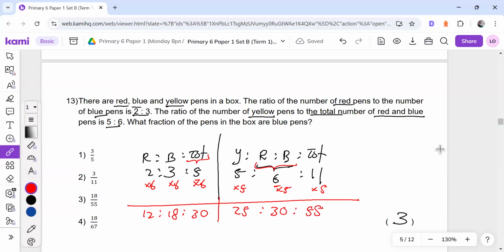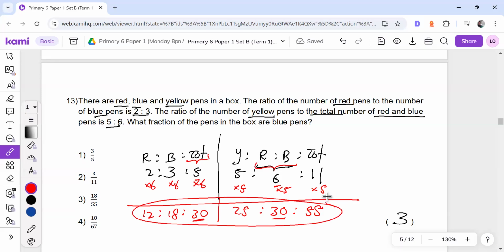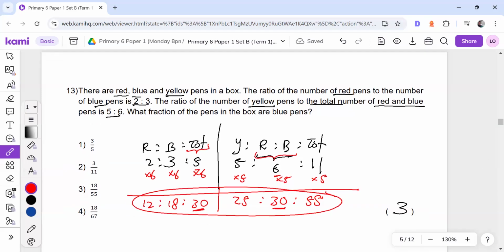Okay? And once you make the red and blue the same already, they are one big happy family. One big family. And they are all called units. You can call them whatever you want. Call them units, call them parts, call them whatever you want. But they are all one big family.